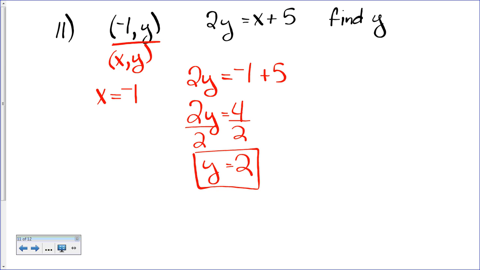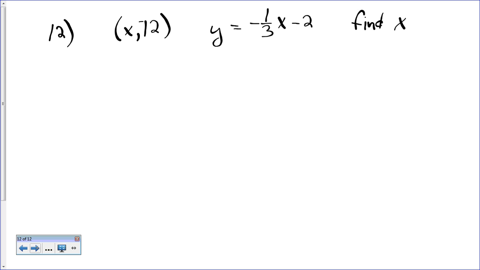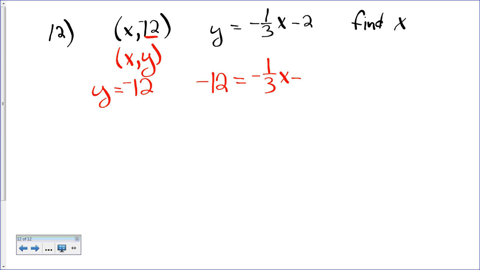Okay? All right, and number 12. This is the same thing. Remember, this is always x and y. We don't know what x is, but we know that y is equal to negative 12, because this is your y value right here. So now I'm going to plug in negative 12 wherever I see a y. So negative 12 is equal to negative 1/3 x minus 2. Okay, two-step equation. So I'm going to add 2, I'm going to add 2. Negative 12 plus 2 is negative 10 equals negative 1/3 x.